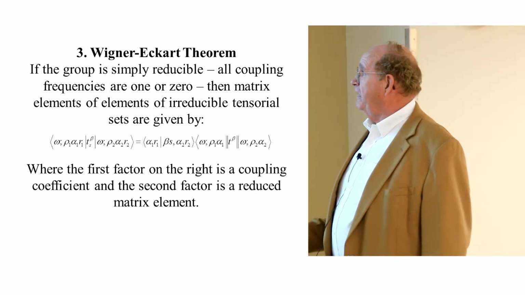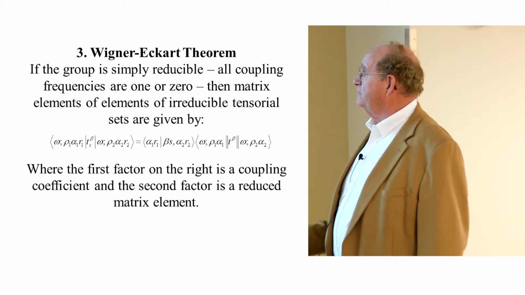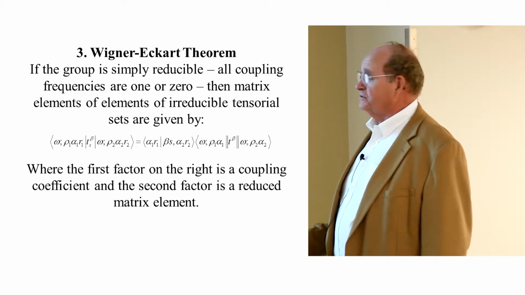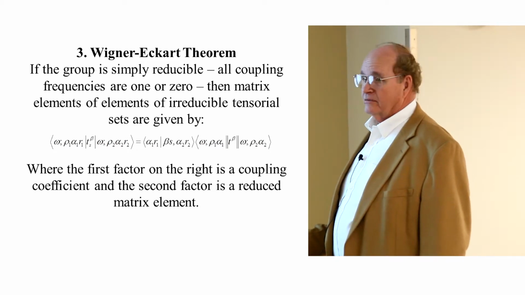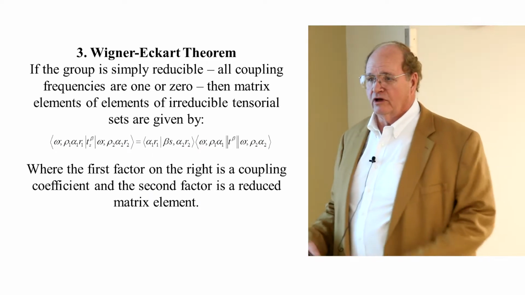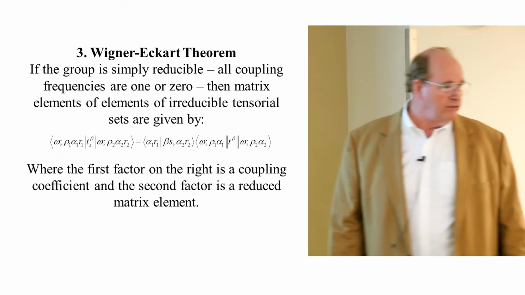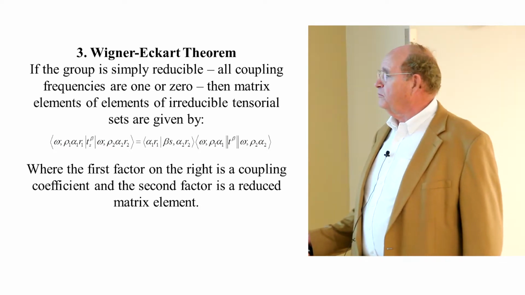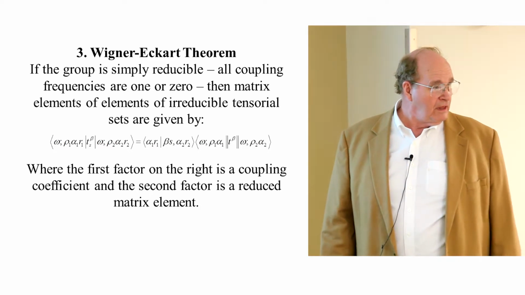Then if that's the case, the matrix elements of irreducible tensorial sets, this T beta S, are proportional to a coupling coefficient and a reduced matrix element. The coupling coefficients can be tabulated. They're tabulated. You look them up, find them in books, on computers and things like that. This now you can say, okay, well, this is determined by the physics of the situation.